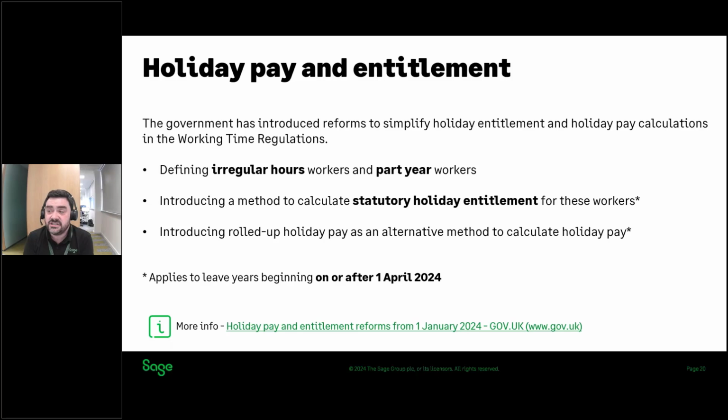And last bit of legislation just to be aware of is that there were changes to the working time regulations introduced by the government to simplify holiday entitlement and holiday pay calculations. So that includes a definition of irregular hours workers and part-year workers. It introduces a method to calculate statutory holiday entitlement for these types of workers, and it introduces rolled up holiday pay as an alternative method to calculate the holiday pay.